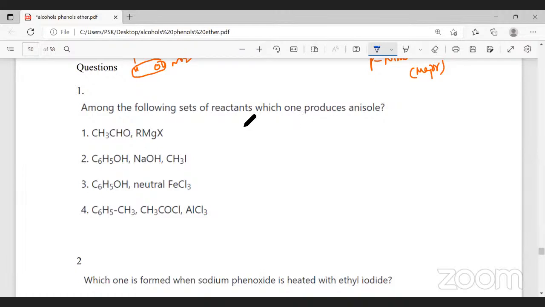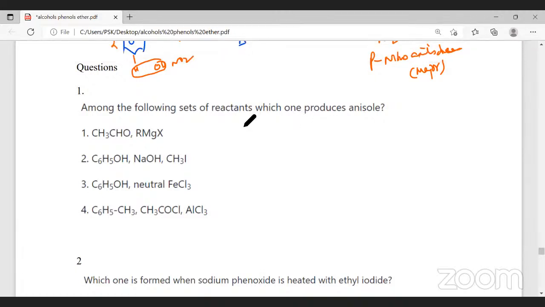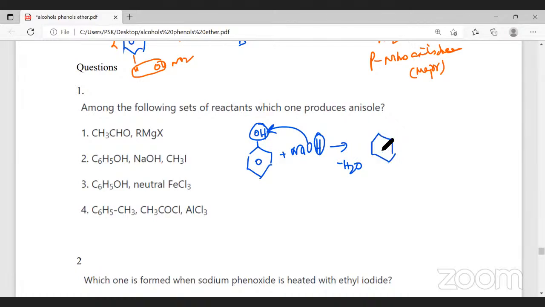Among the following sets of reactants, which one produces anisole? Phenol, sodium hydroxide, methyl iodide. See, phenol is acidic in nature. When phenol is neutralized, OH and H get eliminated as water, and in place of OH, what goes? ONa. So therefore, we get sodium phenate, ONa.